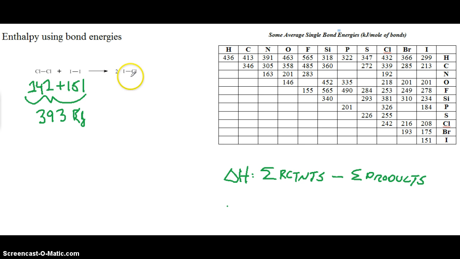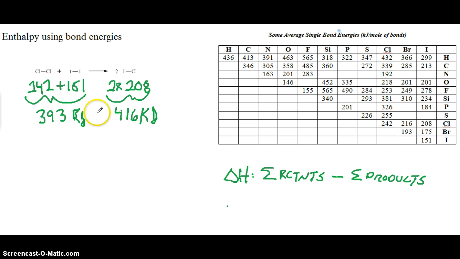How much energy comes out? Well, a single ICl bond, let's look that one up, iodine and chlorine, is 208. But I'm going to form two iodine chlorine bonds, so I'm going to have to double that. So the total energy that's going to come out of this is 416 kilojoules. So I'm going to put in 393 kilojoules, and 416 kilojoules are going to come out.